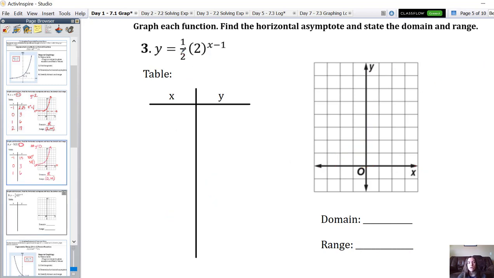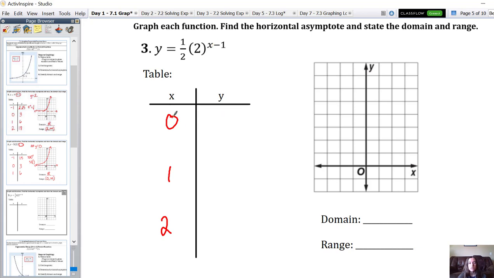In the next one, we have y equals 1/2 times 2 to the x minus 1. This x minus 1 in our exponent, that's going to make us shift to the right by 1 unit. Picking some x values, I'm going to go with 0, 1, and 2. Notice I shifted up 1 each time because I was paying attention to what that exponent is.